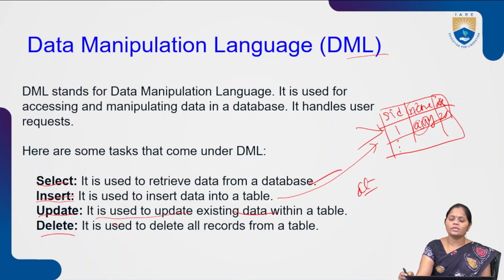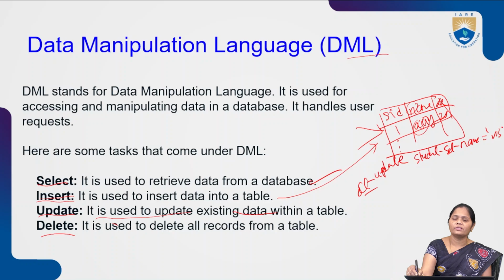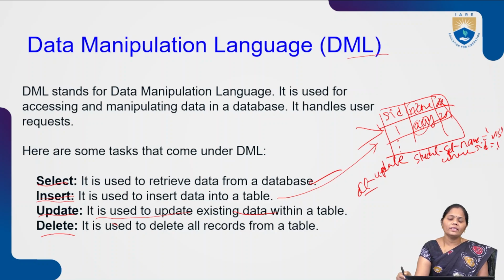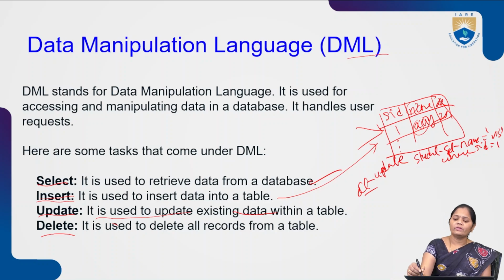Then what I can do is write the update command. So update, table name is student, and set whatever field you want to set, that we have to write. The column name is name. Set name is equal to Vijay. Where you have to specify the condition: SID is equal to 1. In that case, whenever this query is executed, this will be changed to Vijay.